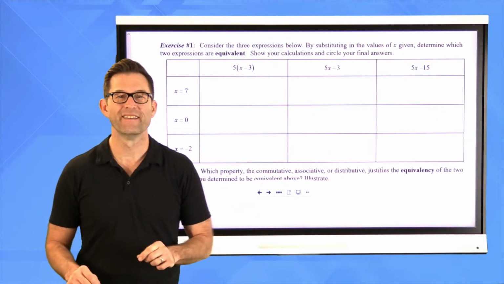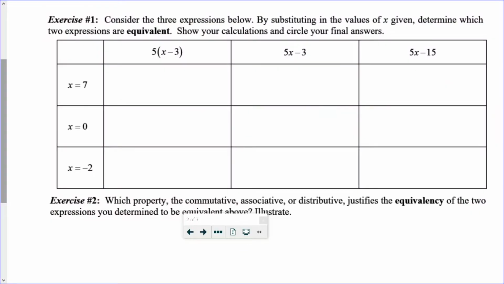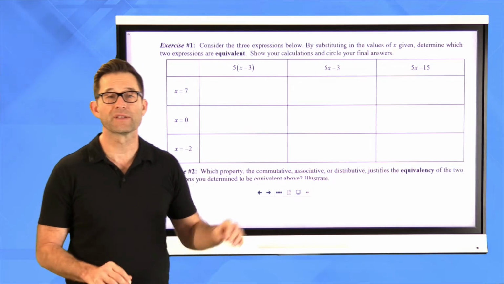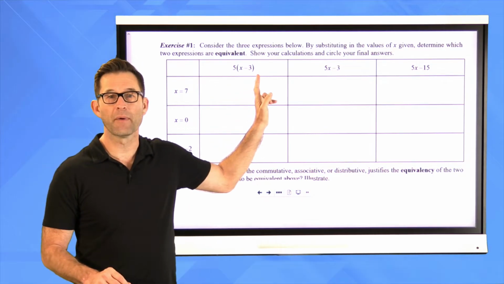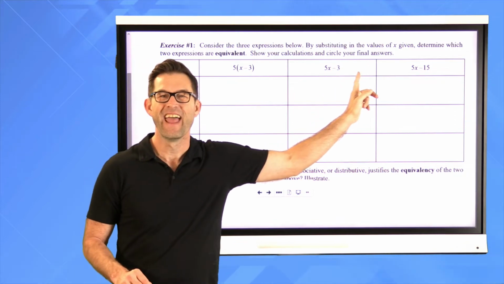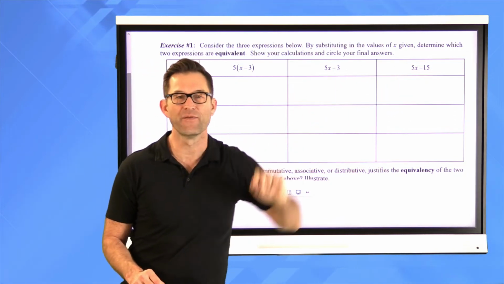Exercise number 1. Consider the three expressions below. By substituting in the values of x given, determine which two expressions are equivalent. Show your calculations and circle your final answers. So in other words, we've got these three expressions: 5 times (x minus 3), 5 times x minus 3, and then 5 times x minus 15.